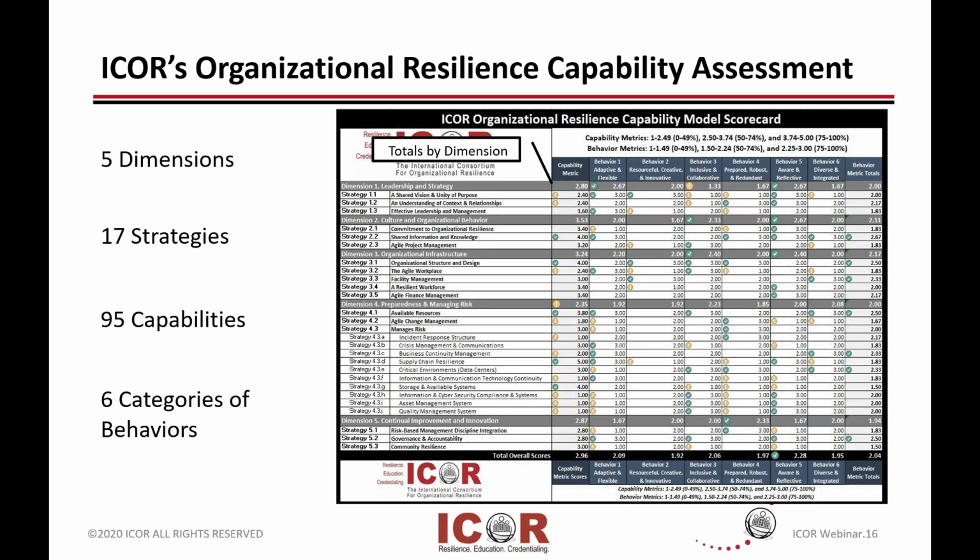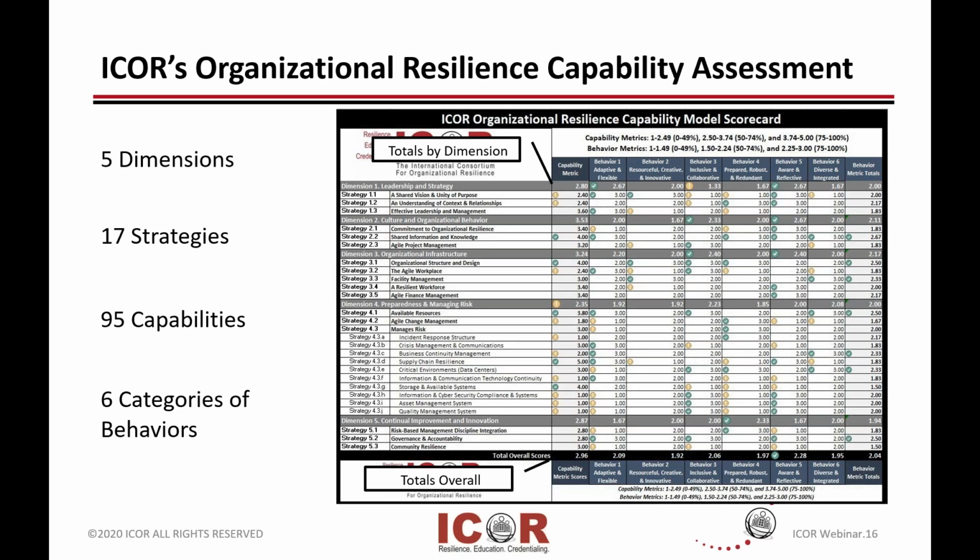So what you'll see in the gray bars are totals by dimension. In this one that we did, Dimension 1, Leadership and Strategy, has a capability metric of 2.8, and that's kind of in the middle. It's in the 50 to 74%. And then on the very right-hand side, you've got your behavior metric of 2. And then at the bottom, you get your total scores.